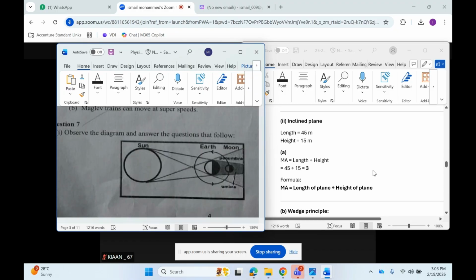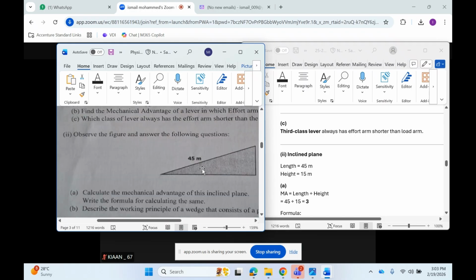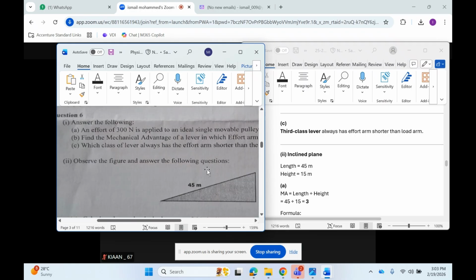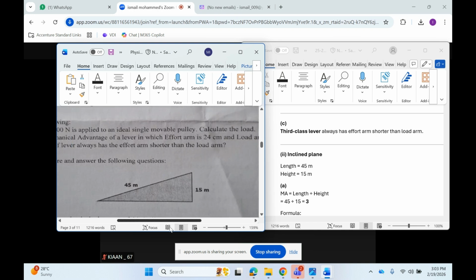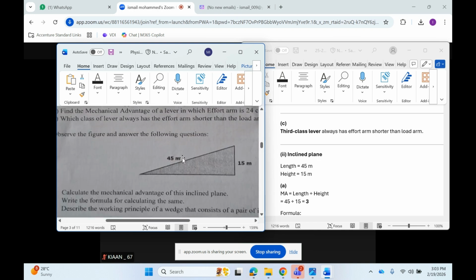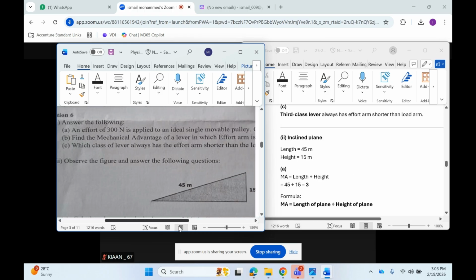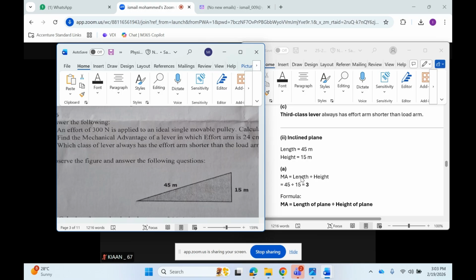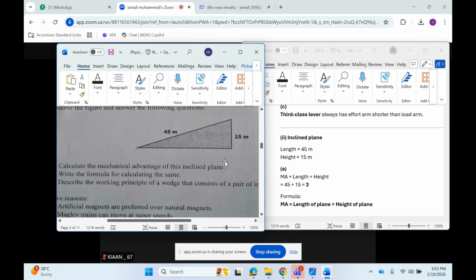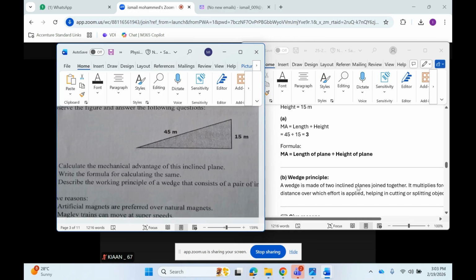So these answers are here. I think you can go to the third one, 6C. Which class of lever has the effort arm shorter than the load arm? That is the third class lever. And for the inclined plane, 45 is given. What will be the height? Length by height is the mechanical advantage, 3. So height will be 45 divided by 15, which is 3. L by H is the mechanical advantage.